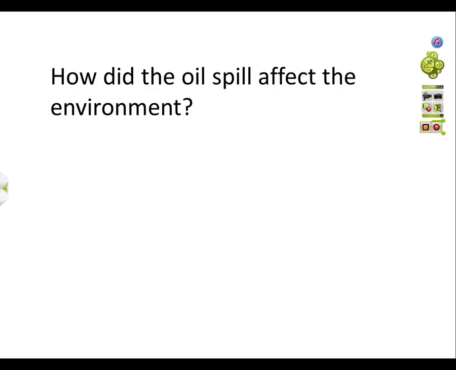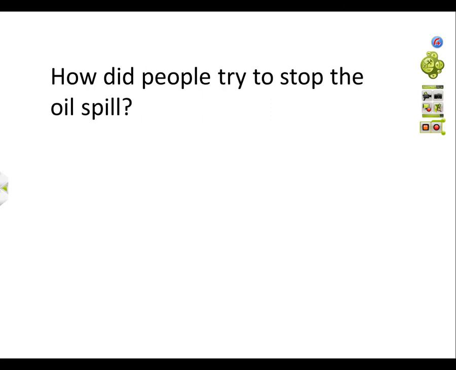How did the oil spill affect the environment? Well, it affected the environment because the oil killed sea creatures in the ocean like crabs and fish and... How did people try to stop the oil spill? Okay, so they tried burning it and absorption, skimming the water, power washing it, and little tiny microscopic oil-eating organisms.